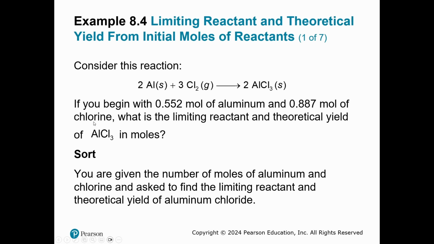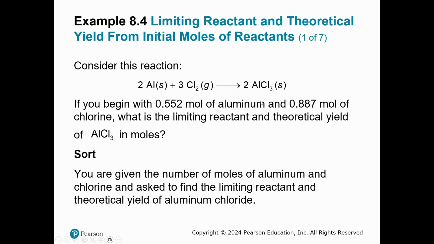Now, you can't make more than what your least amount of reagent allows for. So if I only have a tiny, tiny amount of aluminum, but I have all of the chlorine in the world, well, it doesn't matter that I have all of the chlorine in the world. It only matters how much aluminum I have, because once I run out of aluminum, the chlorine doesn't have anything to interact with. It doesn't have anything to react with.